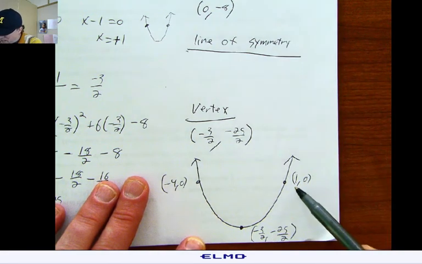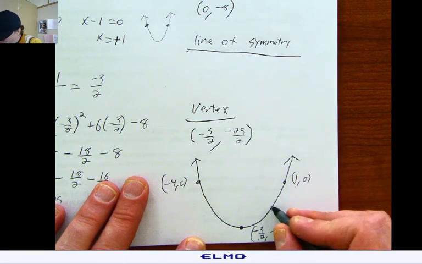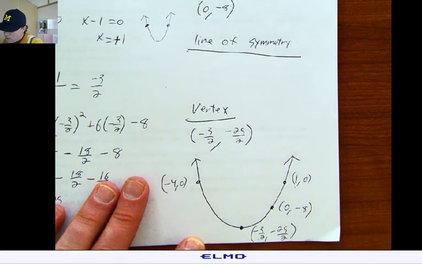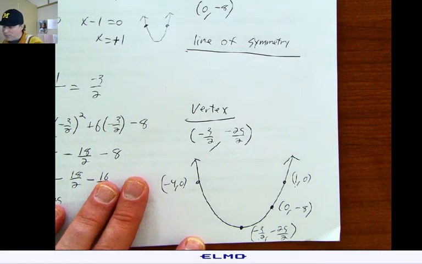Well, if this is an x-coordinate of 1 and this is an x-coordinate of -3 over 2, that 0 would be somewhere in the middle. (0, -8). So I've got the x-intercepts, the y-intercept, the vertex, and the last thing is the line of symmetry.